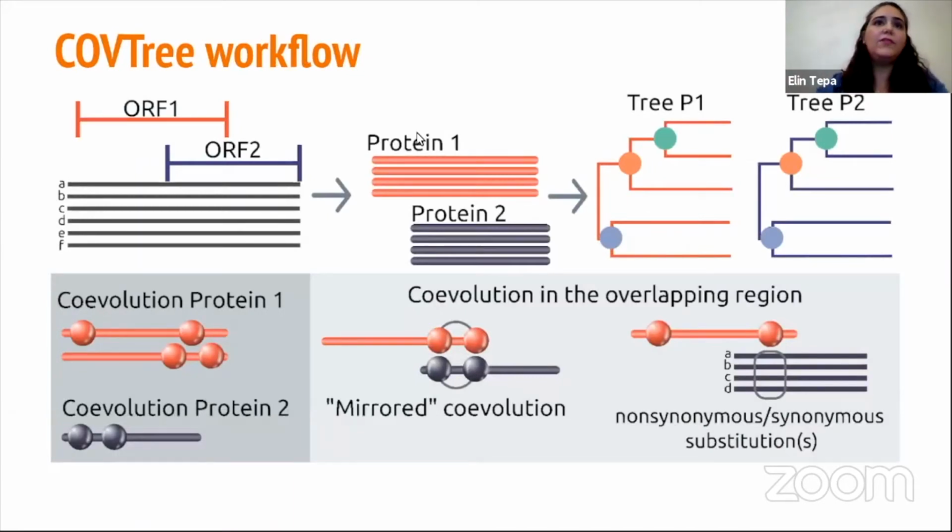So we developed a general pipeline which takes as input an alignment of nucleotide sequences, which could be DNA or RNA sequences, and the start and end position of the overlapping ORF. Then we build the protein alignment, build the trees, and start the detection of the coevolving positions. The results include the coevolution of protein 1, the coevolution of protein 2 separately, and also the coevolution of the overlapping region. So the user can analyze whether there is what we call mirrored coevolution between the 2 proteins or not. And in both cases, they can see the substitutions at the nucleotide level that generate the signal.